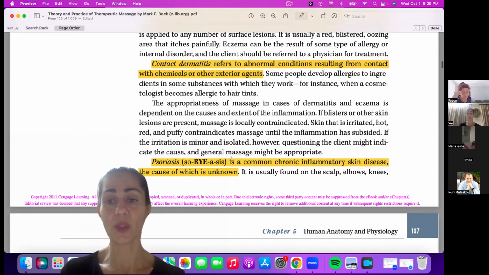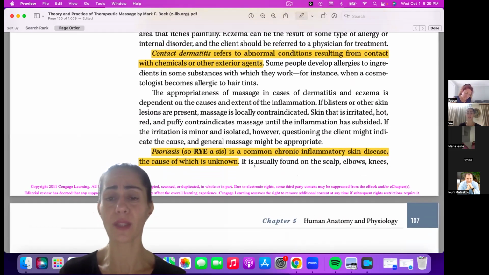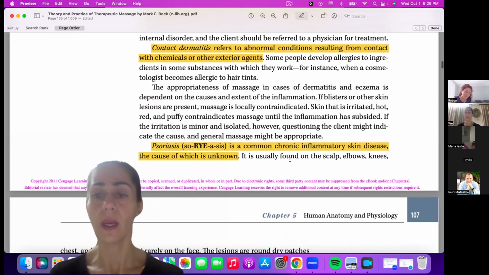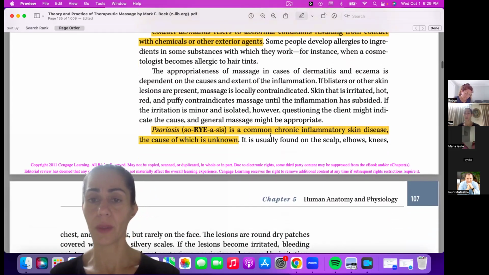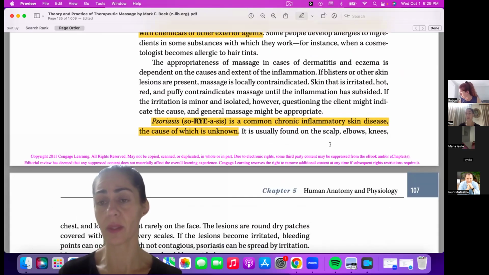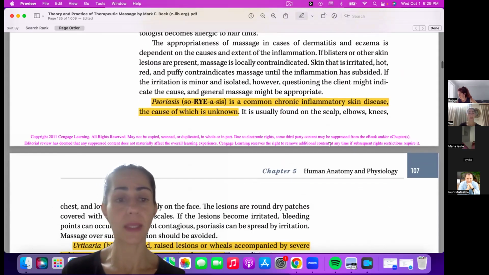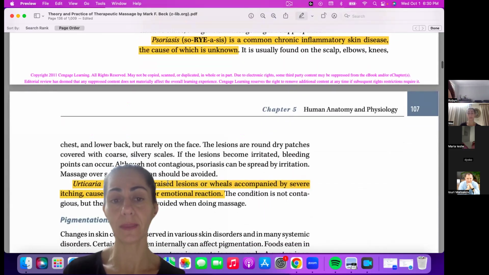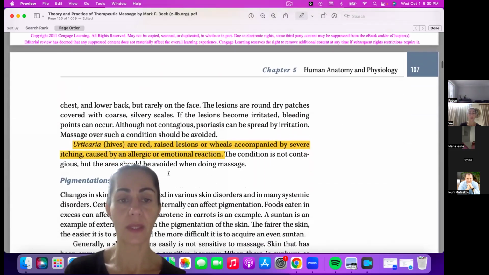Psoriasis, on the other hand, is super itchy. It's a common chronic inflammatory skin disease, the cause of which is unknown. Anything with an unknown cause is usually emotional, chemical, unknown. It means there are many reasons why somebody could get psoriasis. You can find it on the scalp, on the elbows. If it's on the scalp, you're going to see hair loss because of it, so it's terrible to have. You can have it on the knees, on the chest, on the lower back, but you're not going to find it on the face.